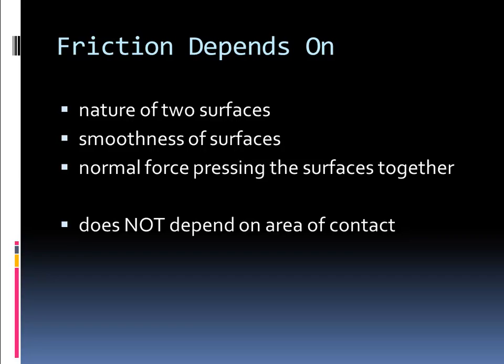Now, friction depends on several things: the nature of the two surfaces, how smooth the surface is, and the normal force, which is a surface force that results from two objects in contact. It does not, though, depend on the area that is in contact. So even though it depends on the nature of the two surfaces, the smoothness of the surface, and the magnitude of the normal force, it will not depend on the area of the surface that is in contact.